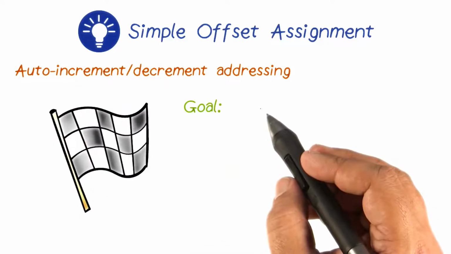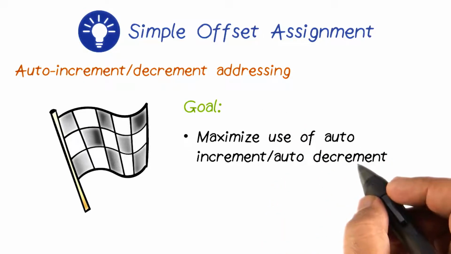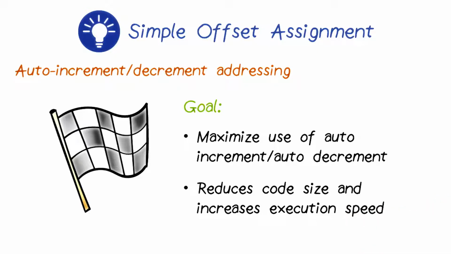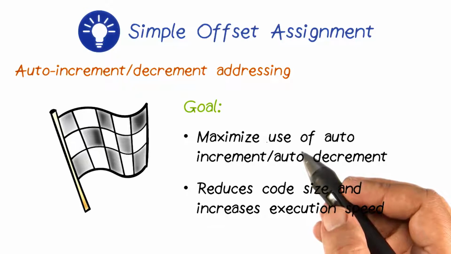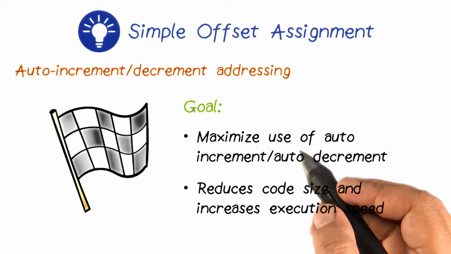So what are the goals of auto-increment decrement addressing? The goal is to maximize the use of this mode in generating the instructions, and therefore reduce the code size because now you have 50% fewer instructions, and also increase the execution speed because now you are executing fewer instructions. Now notice that we need to make sure that the next address is right next to us if you are able to use the auto-increment mode. So this problem means: how do you arrange these different operands so that you can go from one to the next which is right next to you?